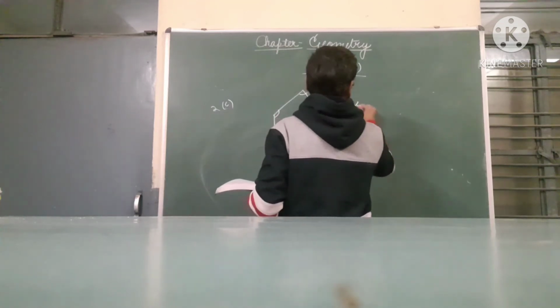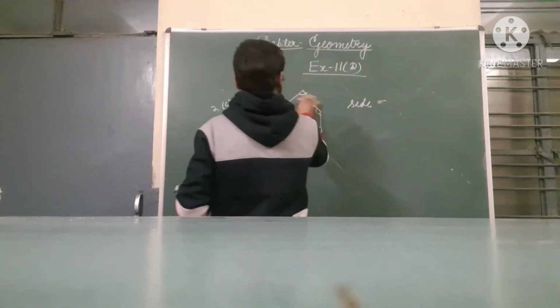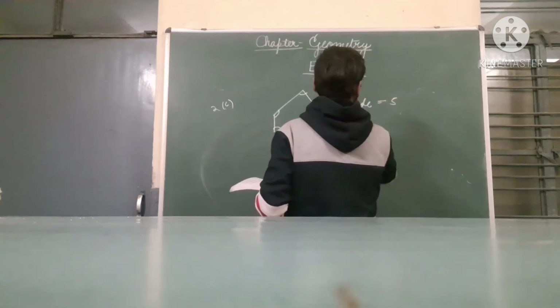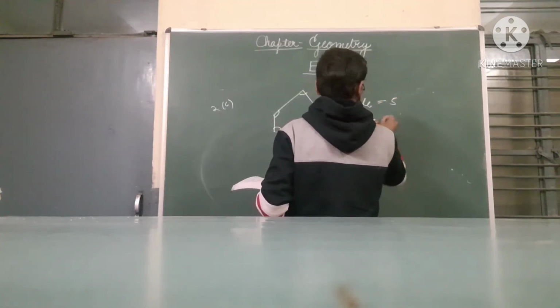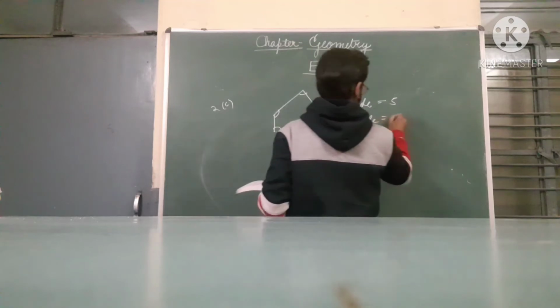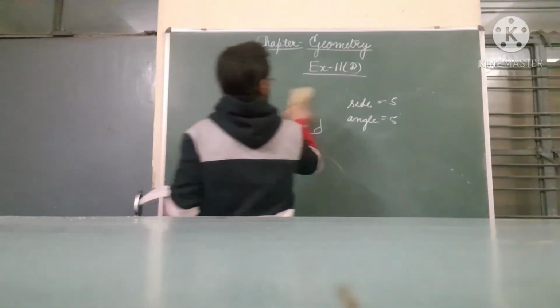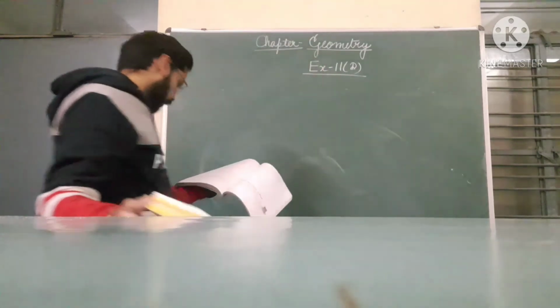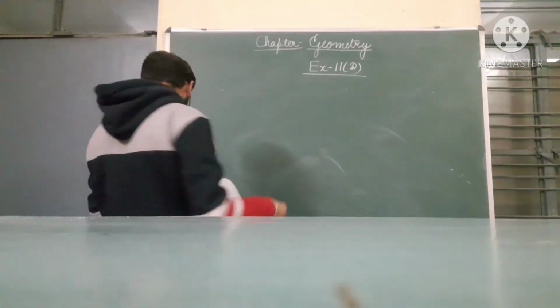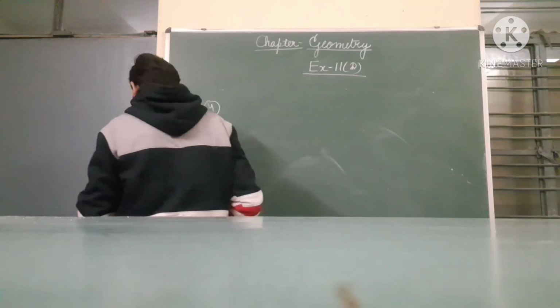And we can see that the sides, count them, 1, 2, 3, 4, 5. And the angles are also 5. 1, 2, 3, 4, 5. Is it clear? Like this we can do the questions. Now what is the minimum value of it? You have to do it yourself. Now there is question number 4.